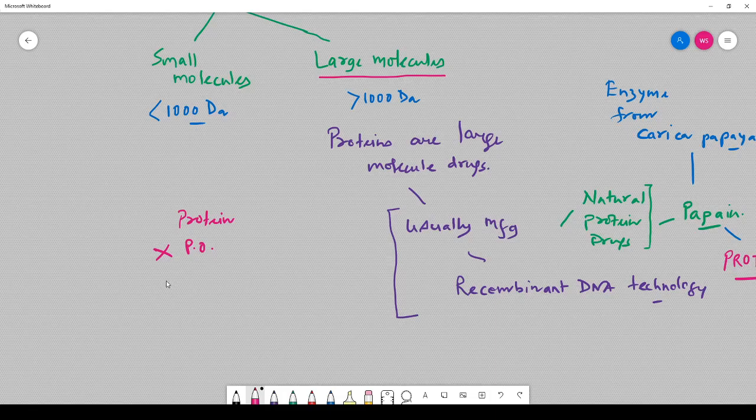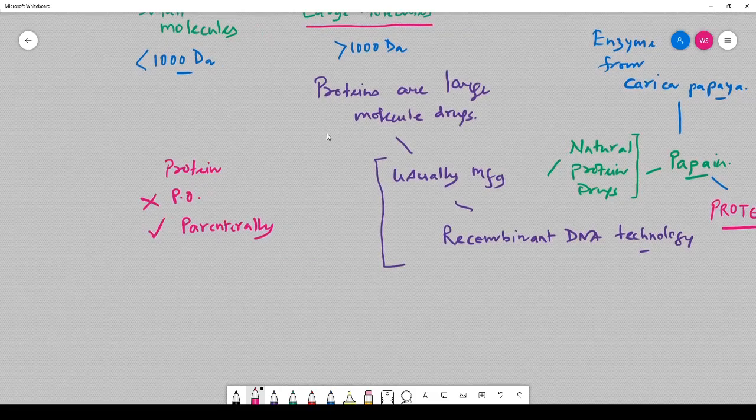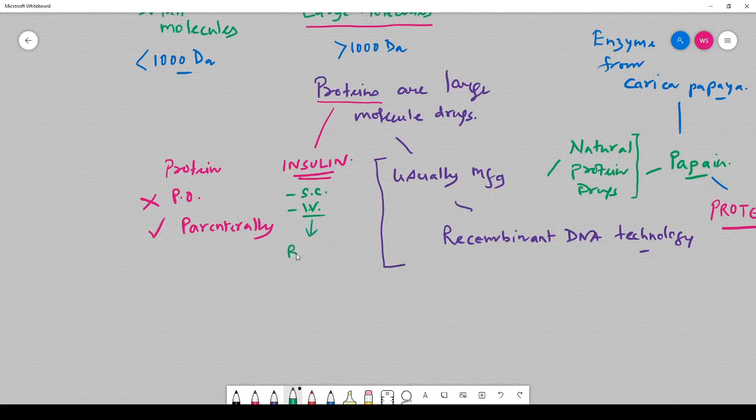Then how can we give them? We can give them parenterally. Does any familiar protein come to your mind which is used in therapy? If you said insulin, you are right. How do we administer insulin? We give it subcutaneously. We also give it IV. Which preparation of insulin is given IV? If you said regular insulin, you are correct. Only regular insulin is given IV. All other types of insulin are given by the subcutaneous route.